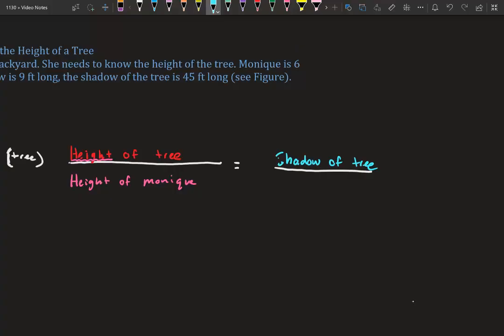So now do you notice on the right side that's shadow? So on the top is tree. On the bottom, we labeled that Monique. So on the right side, we have shadow. On the left side, we have height. That means on the right side, we need to stick with the shadow. And we actually do have the shadow of Monique.